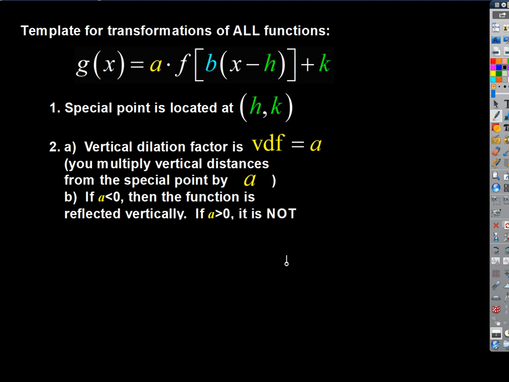Now, by reflected vertically, remember, that does not mean reflected across the x-axis, unless the special point is on the x-axis. It just means we're going to flip the function vertically, so instead of starting at the vertex and going up, it's going to start at the vertex and open down, for example, right? See what I'm saying? Okay, and then what about B?